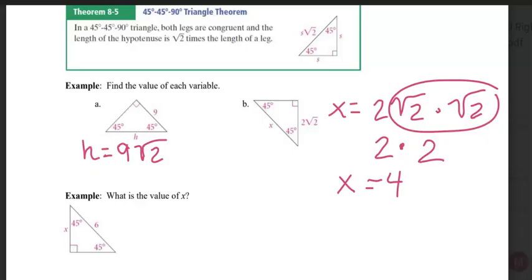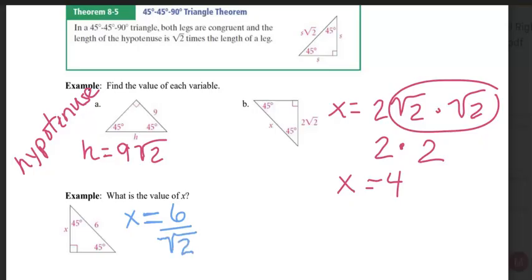In this next example, they're asking us to look for a leg. In these two examples, we were looking for the hypotenuse, but this bottom one is different because they're asking us to find a leg. So we know that x is equal to 6 divided by square root of 2, because in order to get to 6, they multiplied something by square root of 2.